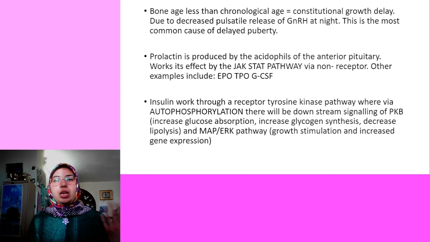Prolactin is produced by the acidophils of the anterior pituitary. It works by the JAK-STAT pathway via a non-receptor mechanism. Other examples that follow the non-receptor JAK-STAT are EPO, TPO, and G-CSF.